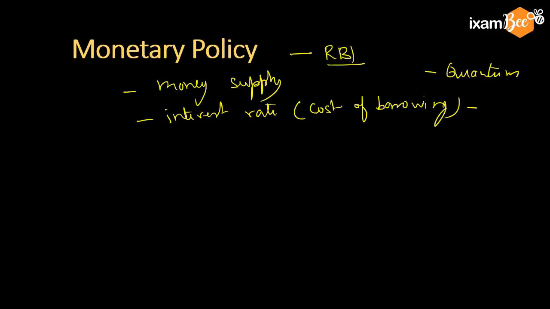Say for example, if RBI increases CRR, cash reserve ratio, all banks will have to park more money with the RBI and the quantum of the money supply decreases. And if RBI increases the repo rate, the interest rate increases because the price of the money, the cost of the borrowing, increases in the market.